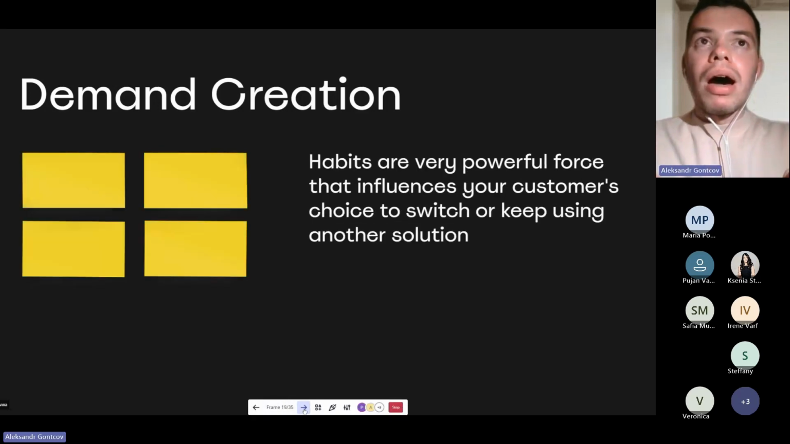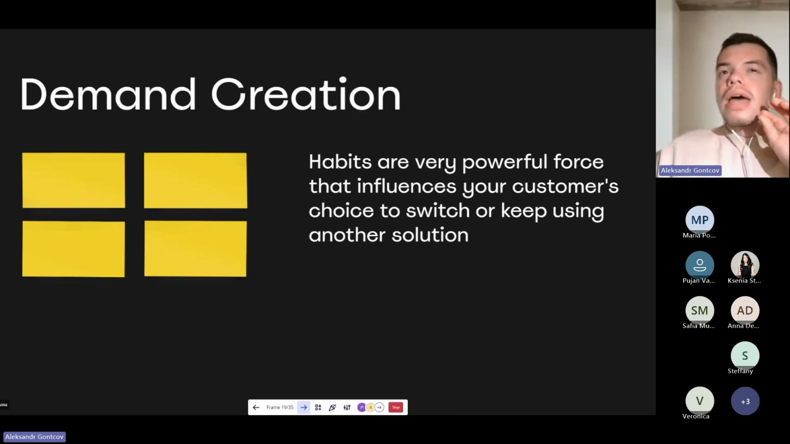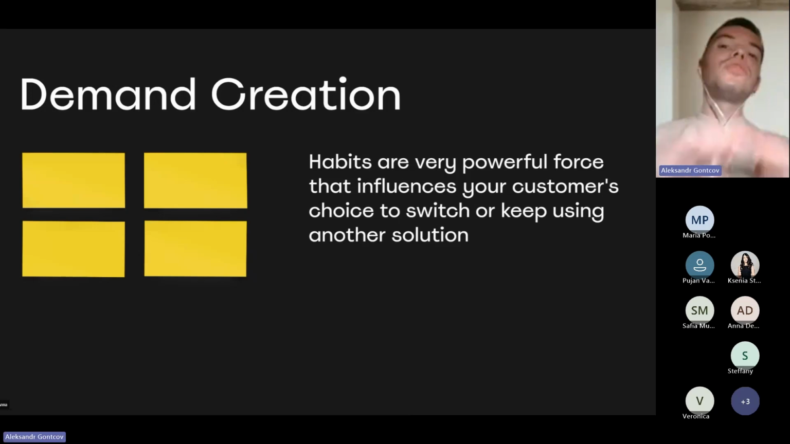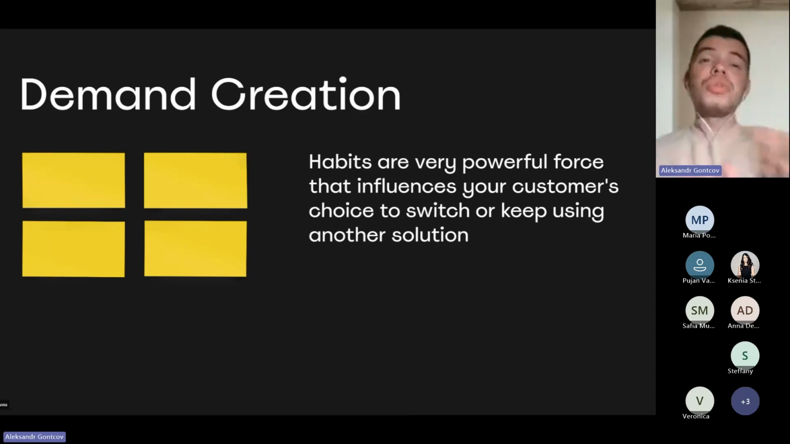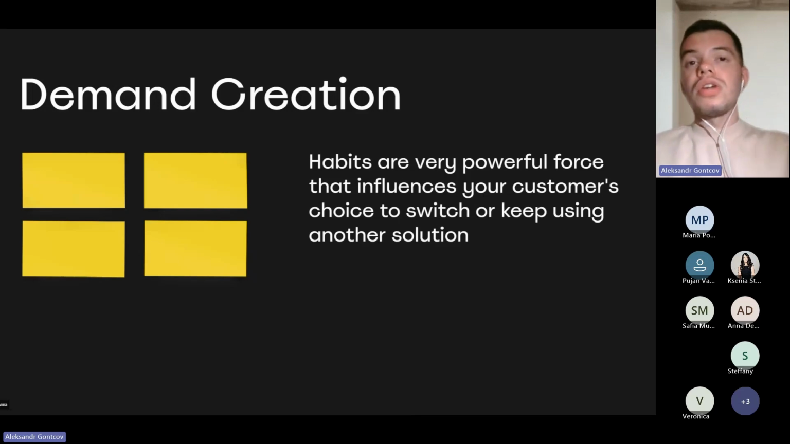The next part of the map is habits. And habits are the force that influences our customers to actually not switch to a new product. We are used to a particular solution, and to switch to a new solution, we need to change our habits. And as people, we don't really like to do that, to be fair. In this case, try to identify what habits people have now and what habits you will have to address in your campaigns or with your products.